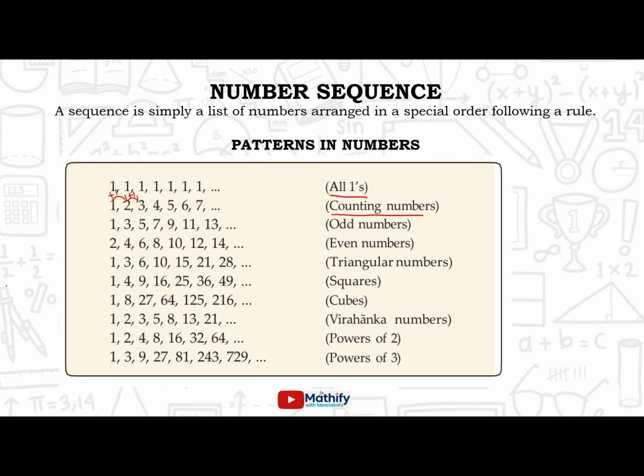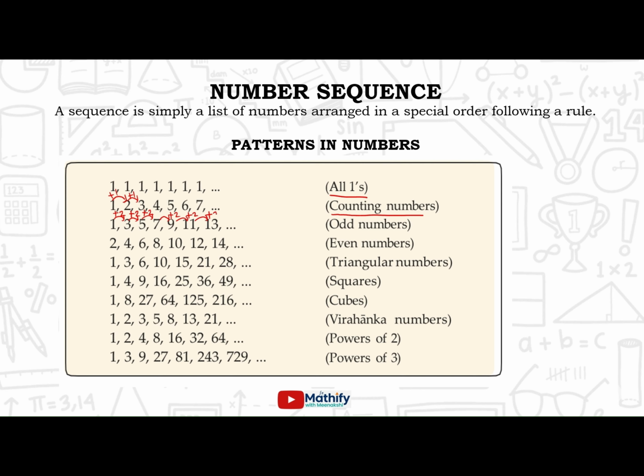Next sequence: 1 3 5 7 9. You realize that we are adding 2. Yes, in every step we are adding 2, but here we are starting with 1. So whenever you start with 1 and you add 2 to get the next number, you always get odd numbers, because they cannot be divided equally into two groups. Yes, so these are odd numbers. We are always adding 2.